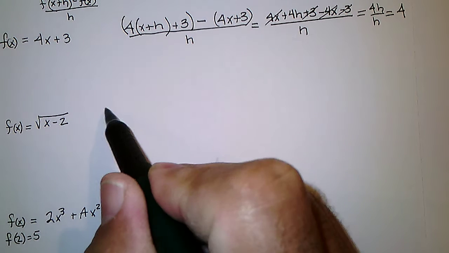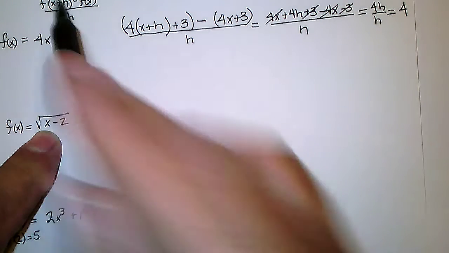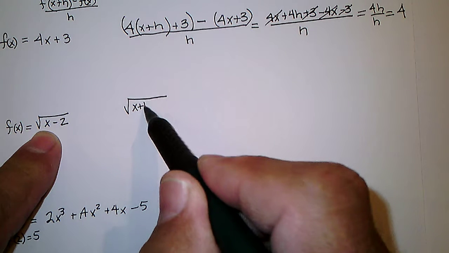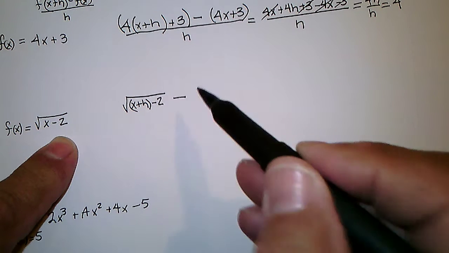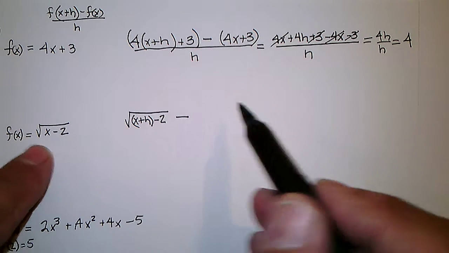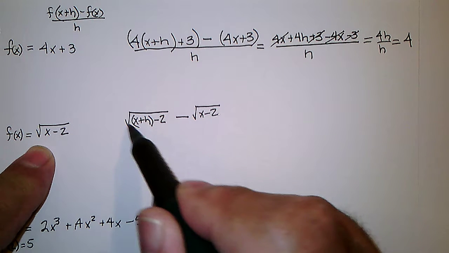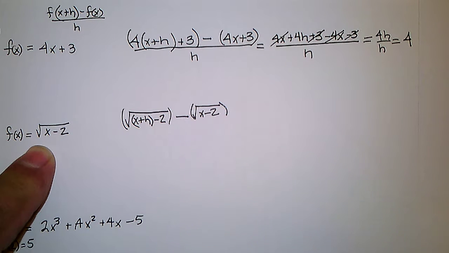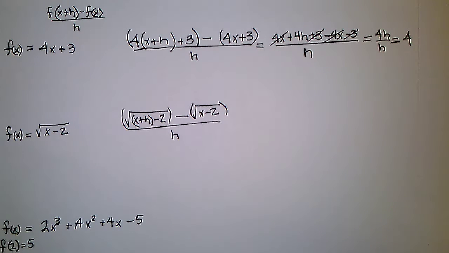And the simplifying, they gave you a hint, but let's just do it. Replace the x's with x plus h in this. So we're going to have the square root of x plus h minus 2 minus f of x, which is the square root of x minus 2. Now, since we got this square root, I really don't need the parentheses, but just to emphasize, I would like you to use parentheses, over h.